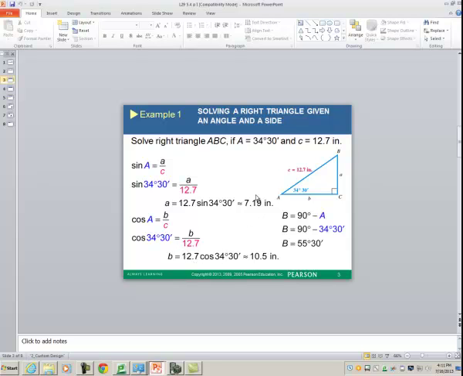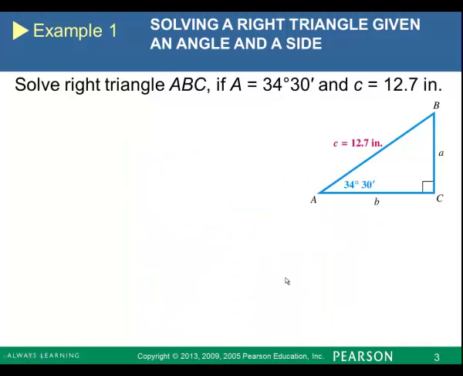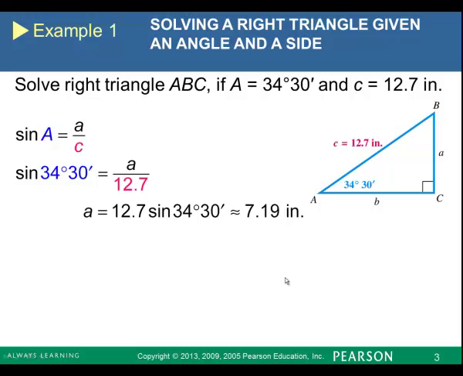And so we get 7.19. We round that off. Okay? Questions with that? Okay, so that's side A. We've determined that's 7.19.